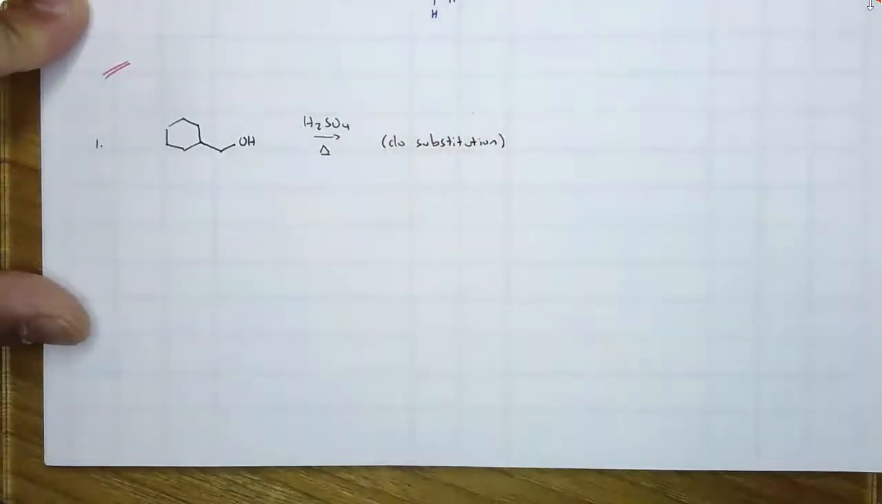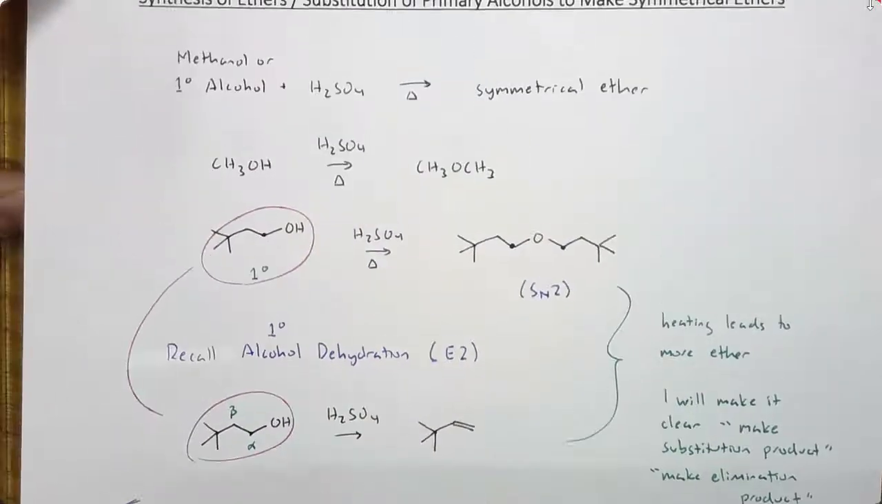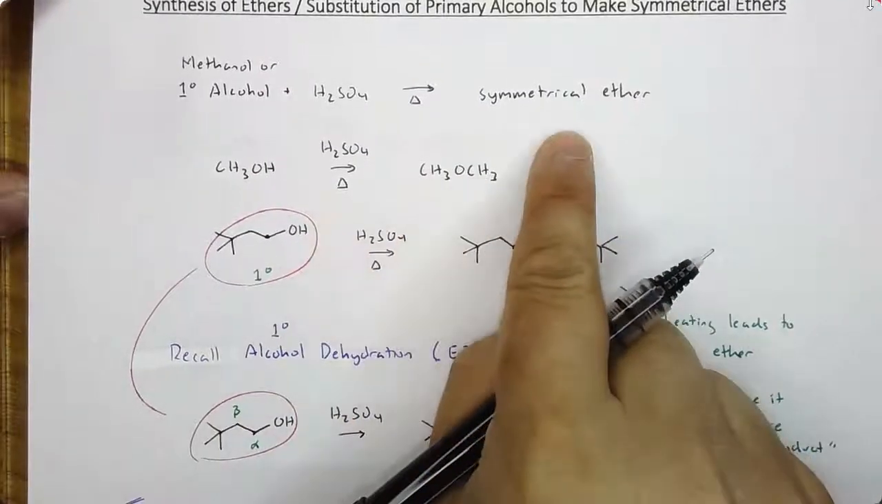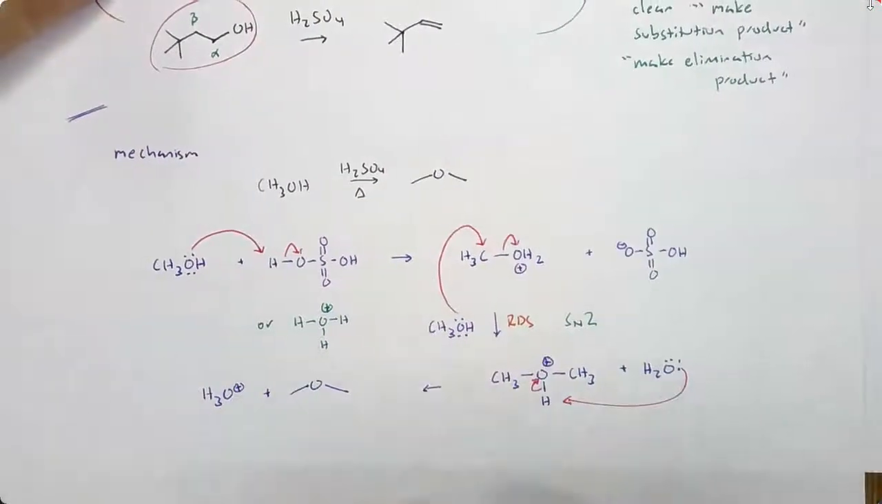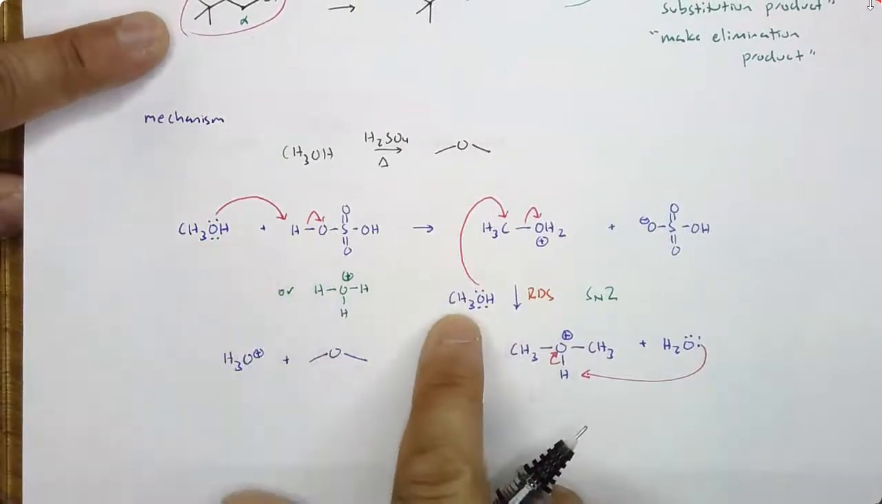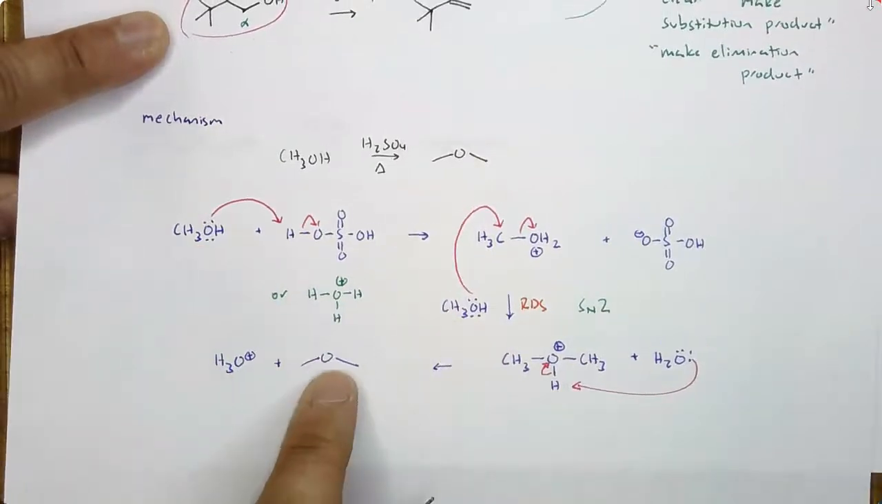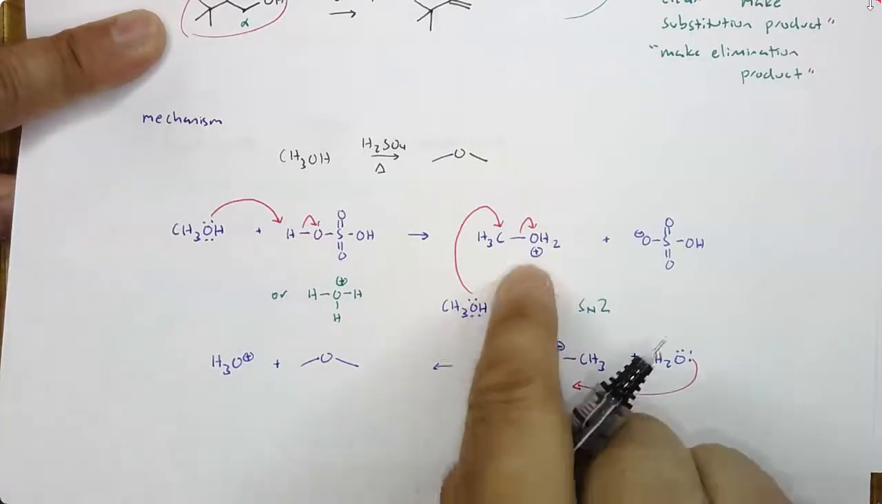Okay, what do I mean by substitution? Again, you're doing the reaction where you make the symmetrical ether, because the substitution is what? You substitute this OH with this CH3O. Okay? So we do have a leaving group, and we do have a nucleophile. That's the substitution reaction.